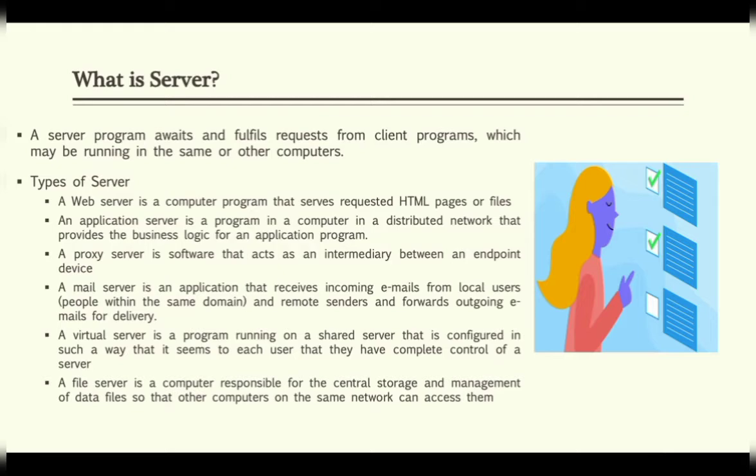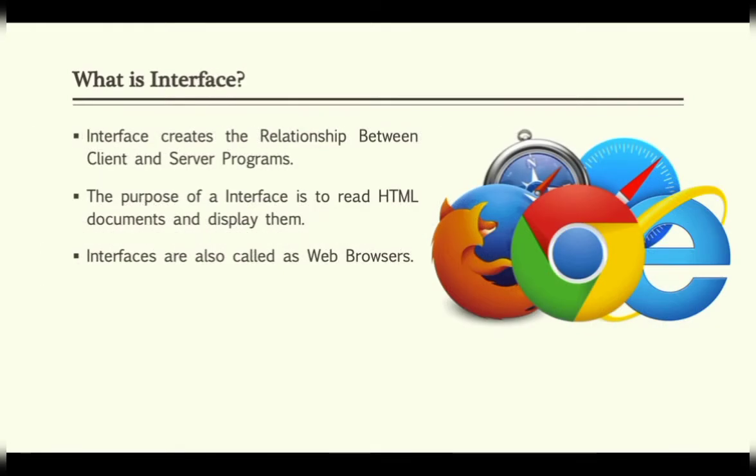And interface. What is interface? Interface is nothing but it creates the relationship between client and server program. The purpose of interface is nothing but to read HTML documents and display them in the web browsers. So interface is also called web browsers. The web browsers are Chrome, Firefox, Safari, IE, Opera, like that. We can say a lot of examples for the interface.